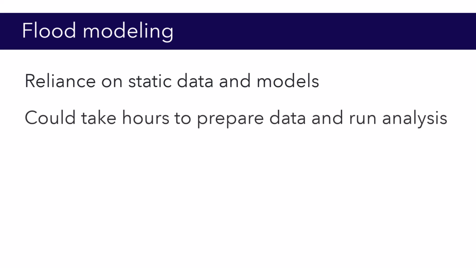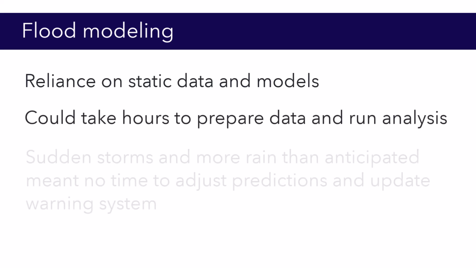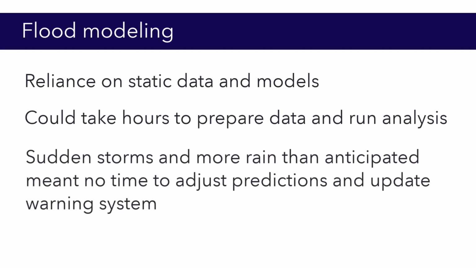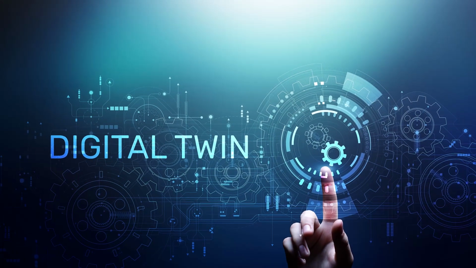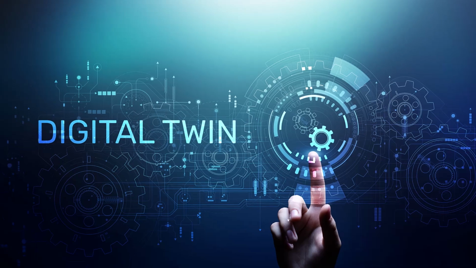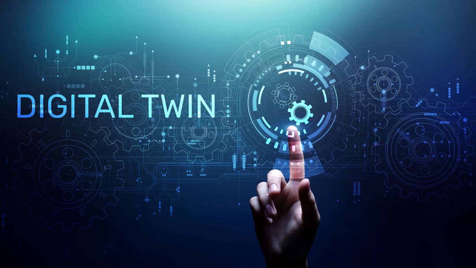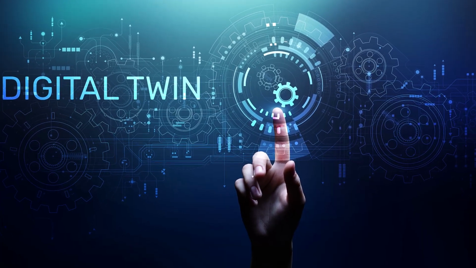It could take hours to prepare the data for analysis and run the models, which meant that if a storm were to hit suddenly, or if the rainfall was heavier than expected, there was not sufficient time to adjust the predictions and update the warning systems. Digital twins are changing how we predict flooding and, in turn, how we warn people about the imminent risks.